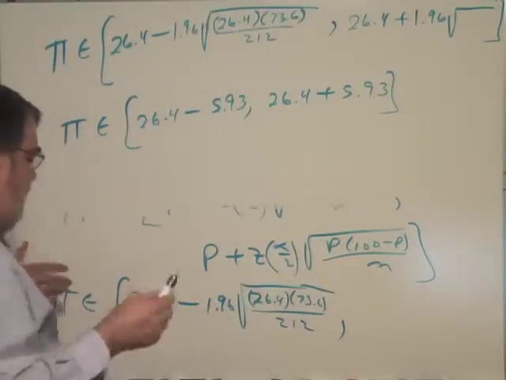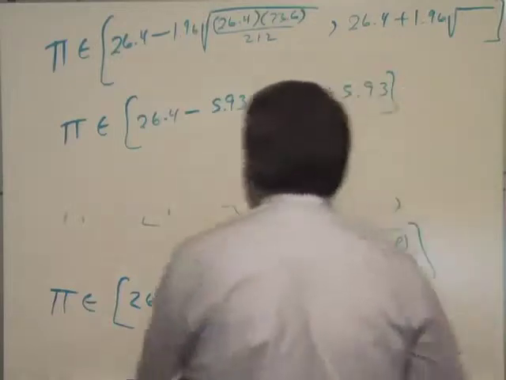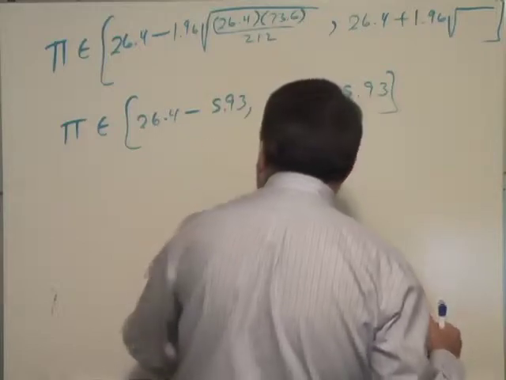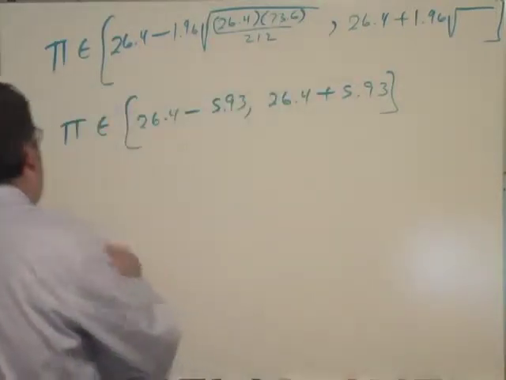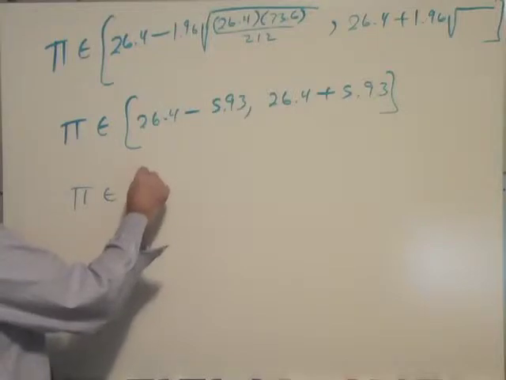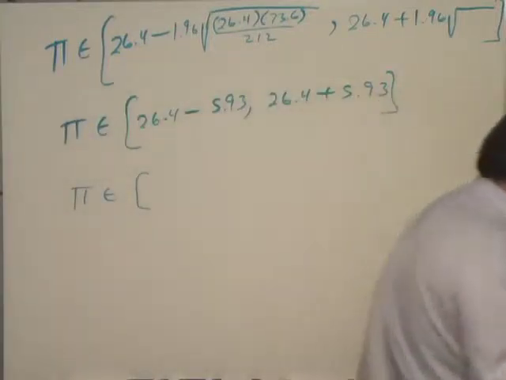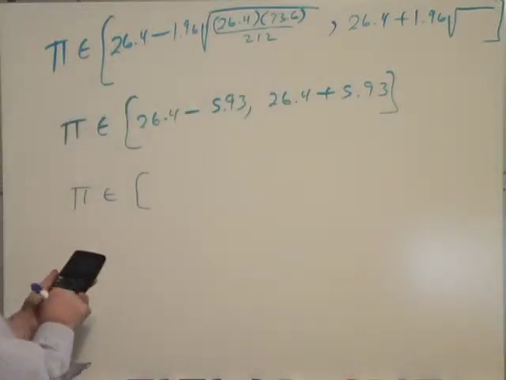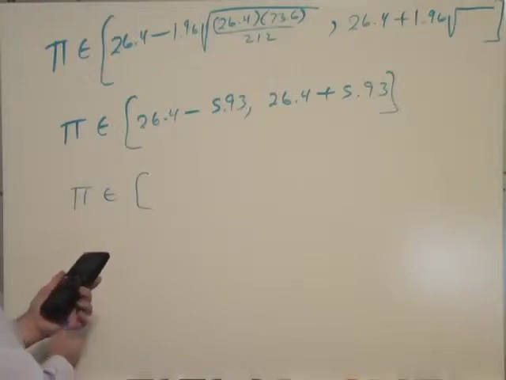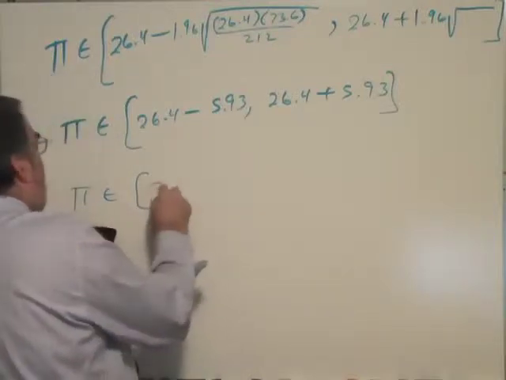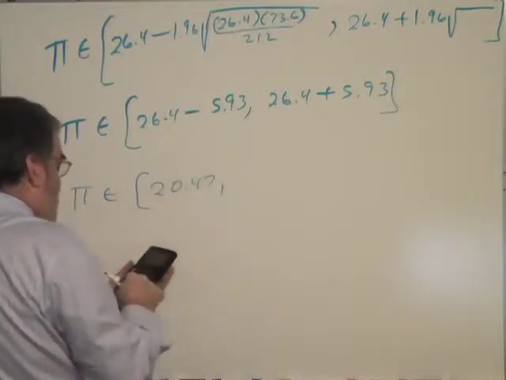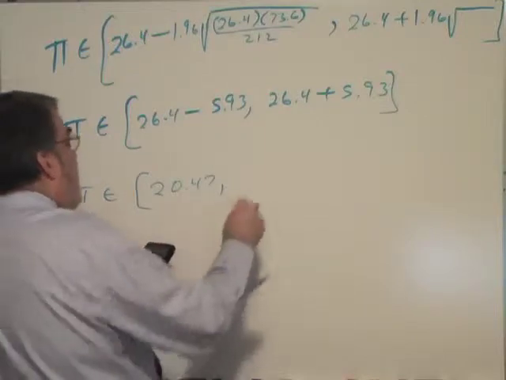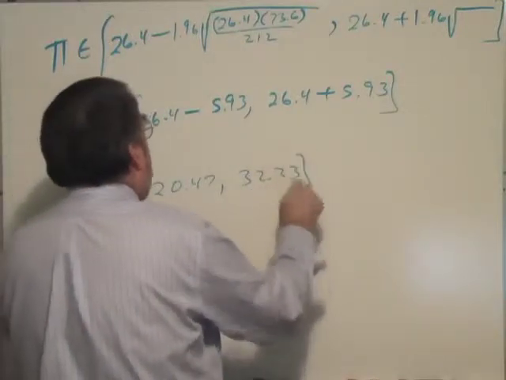Okay, so to finish the calculation, let's see what we get. Pi belongs to, and I need to run my calculator, 26.4 minus 5.93 is 20.47, and then add those together instead, and we get 32.33.